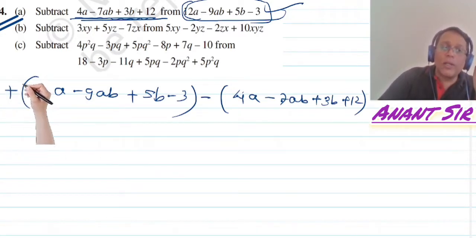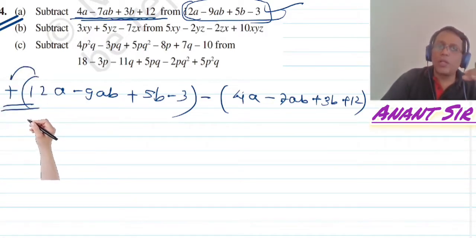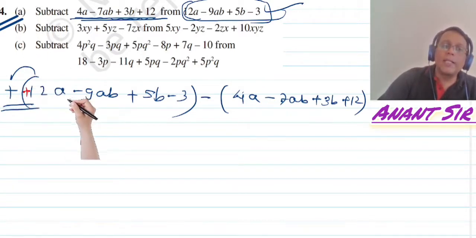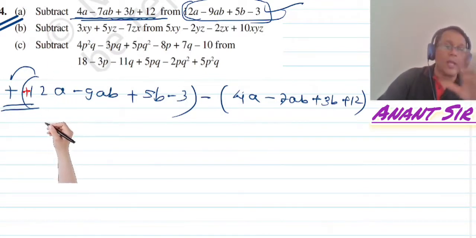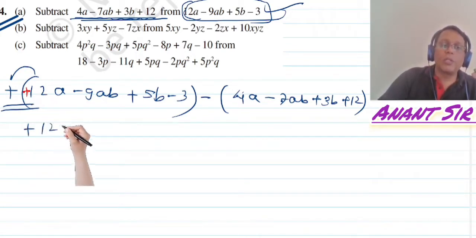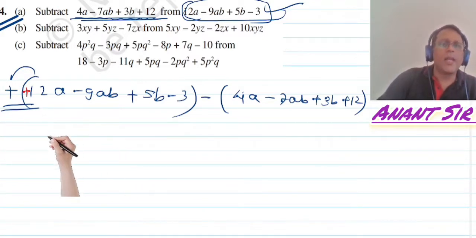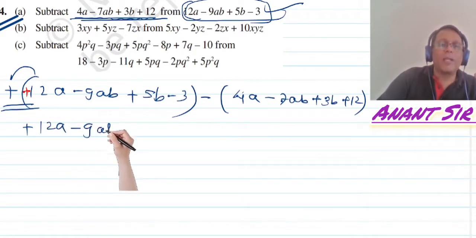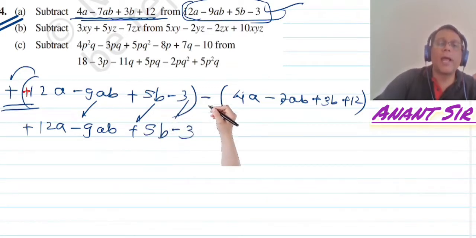Now see what is the sign in front of the first bracket. There was no sign, that means it was positive. So we keep the sign of the terms inside as they are. We don't change the sign of the terms. When I remove the bracket, I give the same sign. So this will be plus 12a. If there is no sign, friends, that means it is positive only. Then minus 9ab as it is, plus 5b as it is, minus 3 as it is.